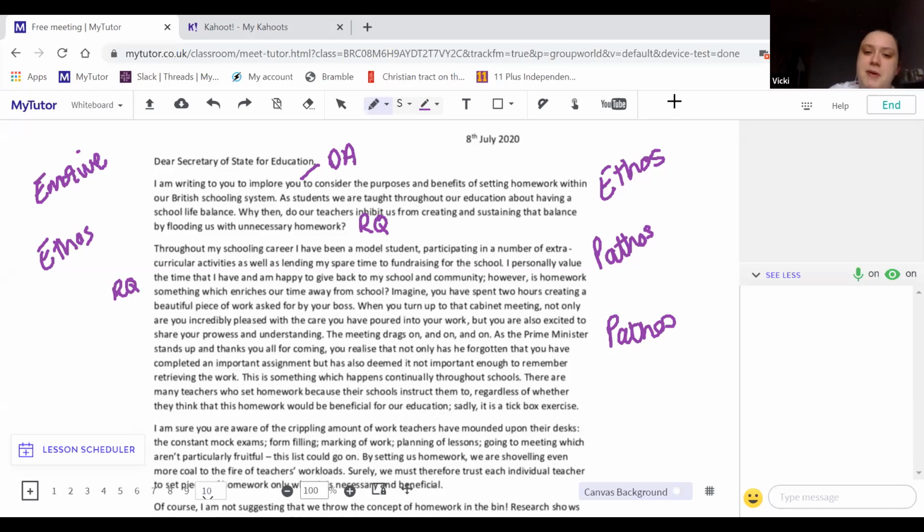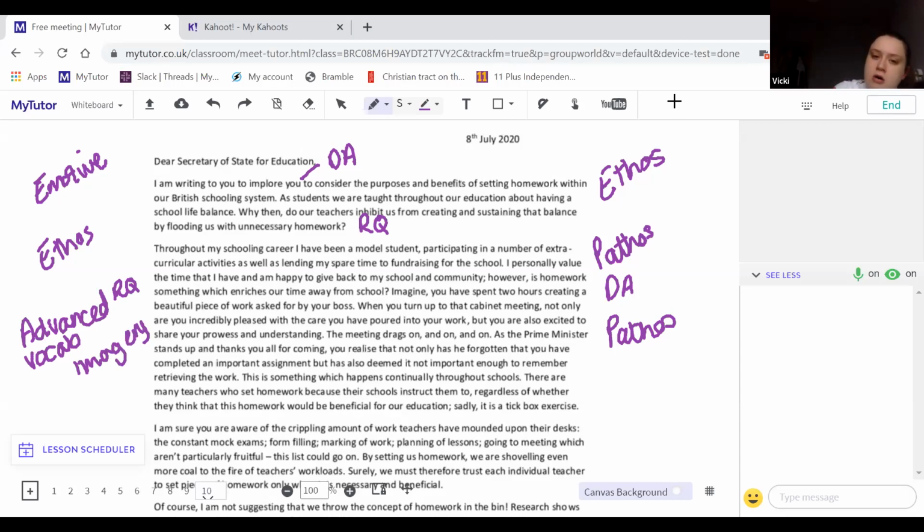"So imagine you spent 2 hours creating a beautiful piece of work asked for by your boss." So I've got direct address. I'm playing on his emotions and the sorts of things that he would be experiencing in his day-to-day life. "When you turn up to that cabinet meeting, not only are you incredibly pleased with the care you have poured into your work, but you are also excited to share your prowess and understanding." So I've got loads of advanced vocab going on there. It's incredibly descriptive and it's painting a picture, so I suppose in a sense we've got some imagery going on there.